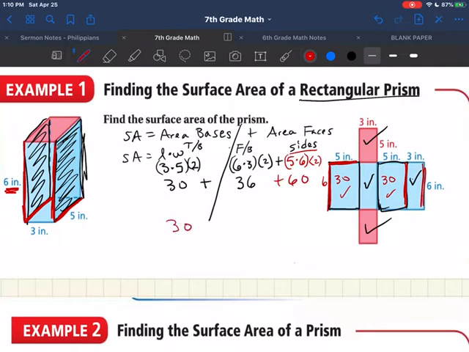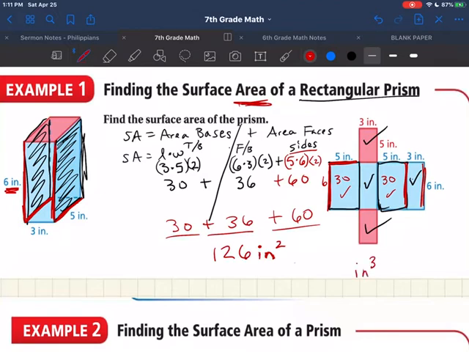Okay, so now we add them up. So we have 30 plus 36 plus 60. Now, I'm going to use the commutative property, and I'm going to add these two first because I can do that quickly in my head, which is 90. And then 90 plus 36 is 126. And for the science teachers who love their units to be correct always, this is square inches because it's area. Area is square inches. Volume is cubic inches. So once we get to volume, then we'll have cubic inches.